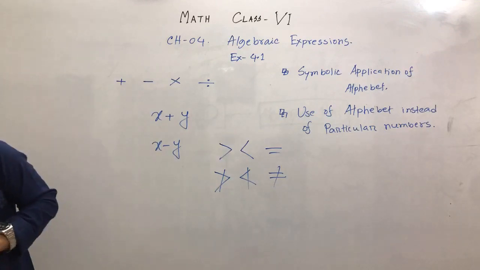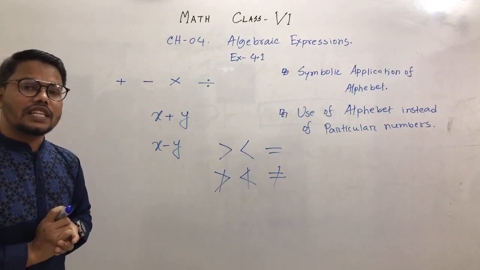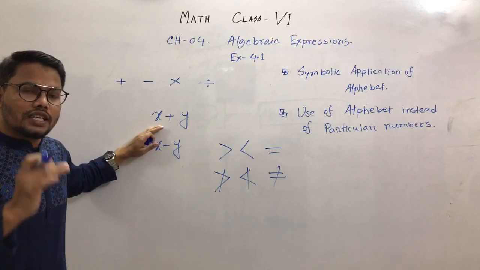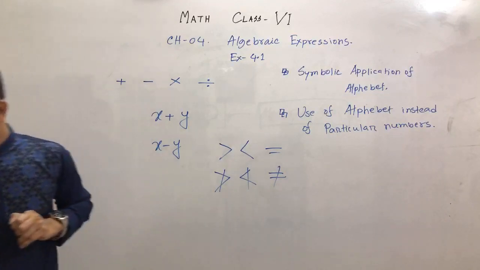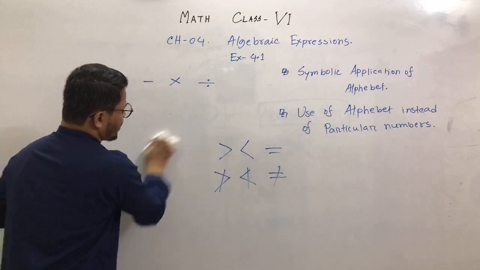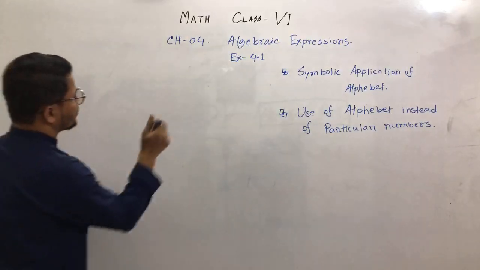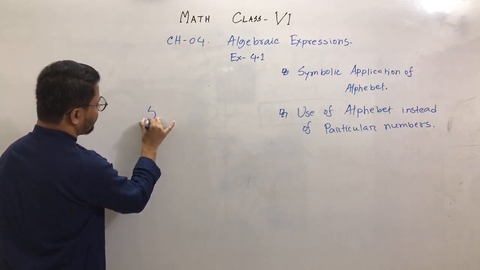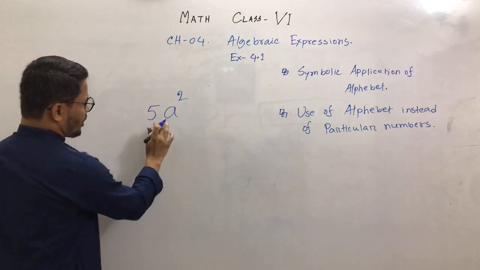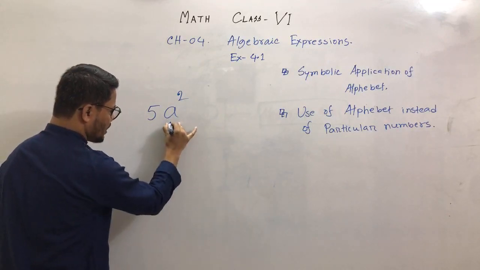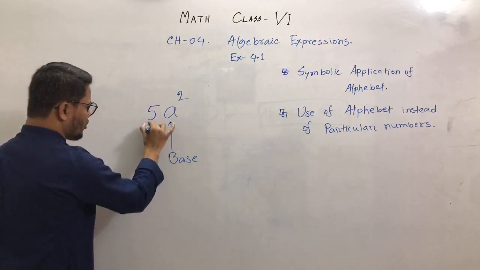So, inshallah, today we will discuss the addition, subtraction, multiplication, and division of the algebraic expressions successively. So today here, we are going to discuss the coefficients. What is a coefficient? Like 5a square. If the variable is a, then this a is called the base, and the 5 is called the coefficient.